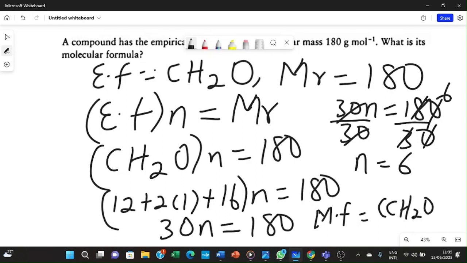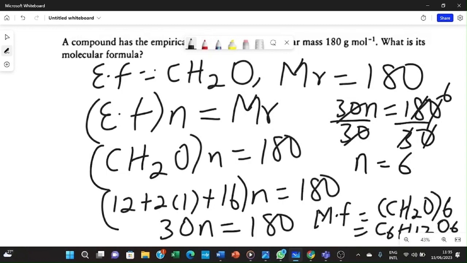CH2O bracket 6, which will now be equal to 6 times the empirical formula, which is C6H12O6. As simple as ABC. So it's the same method you have to use. So the empirical formula is what? C6H12O6. So it depends on the formula you want to use.